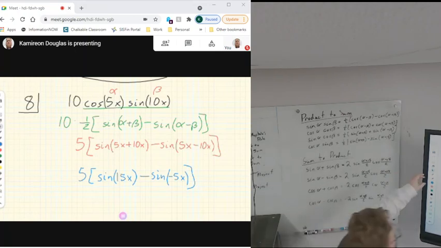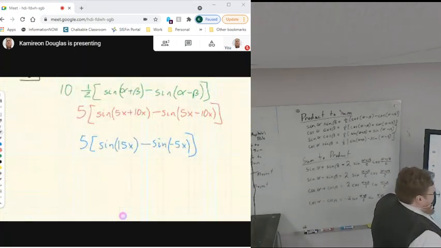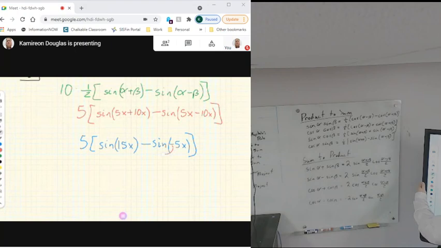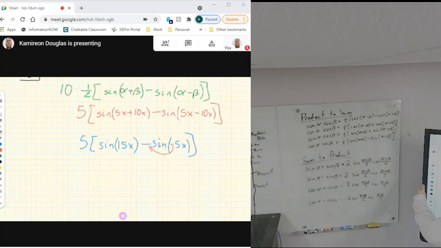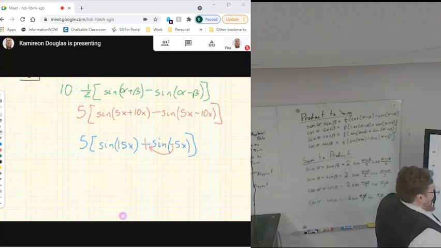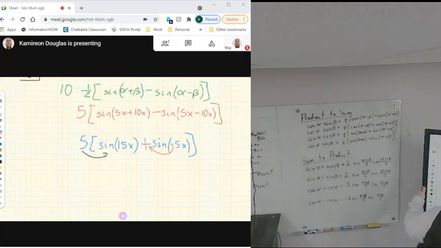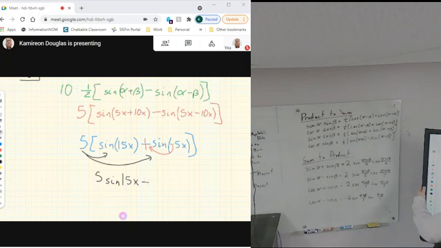Now, what that means is this negative on the inside is going to move to the outside, but there's already a negative there. It's supposed to get canceled and be a plus. It's going to cancel and become a positive. From here, I distribute the 5 to both terms, and I write my solution. 5 sine 15x plus, the double negative makes it a positive, the 5 distributes, 5 sine of 5x.